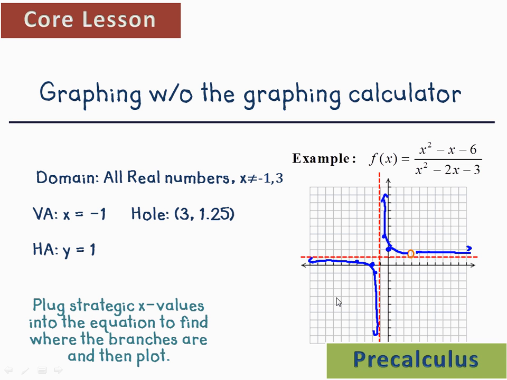And that's it. So find all your information using the rules, and then factors cancel if it becomes a hole, and then the last step is just to plug in strategic points to figure out where your branches would be on the graph.